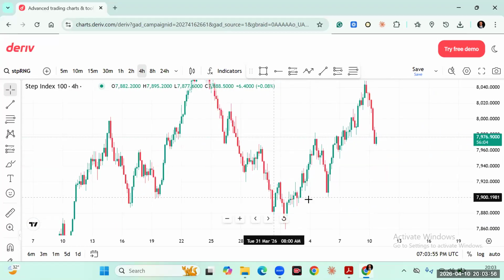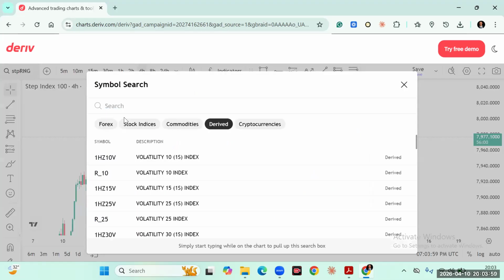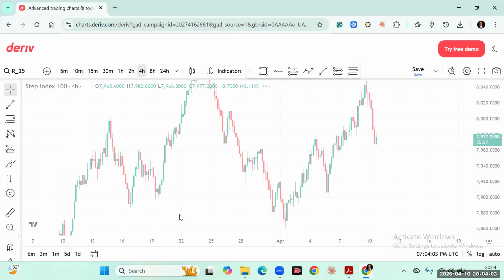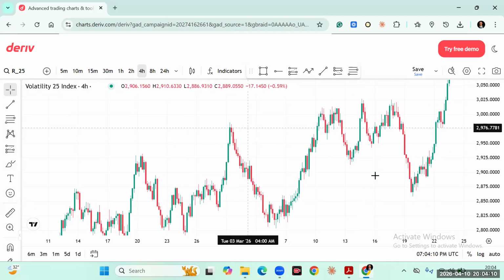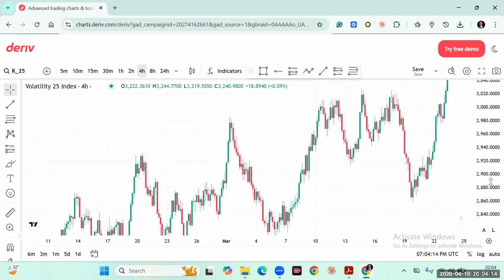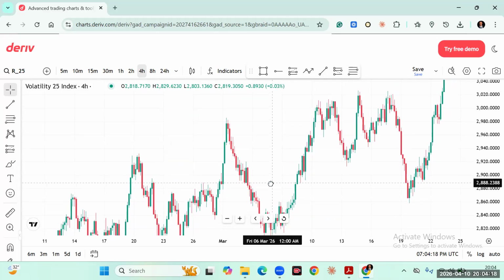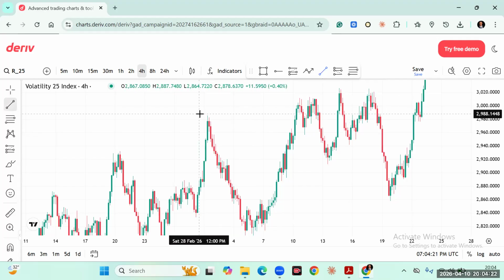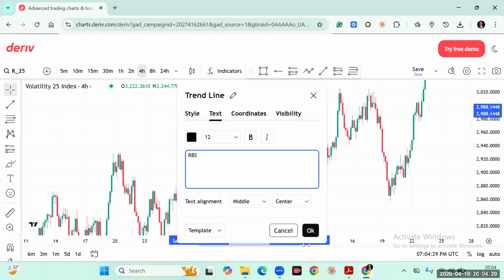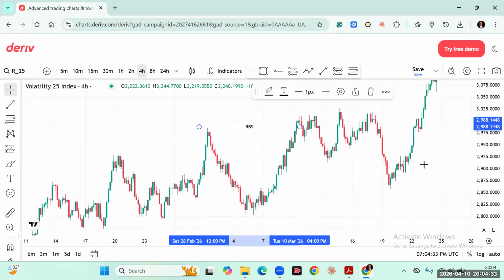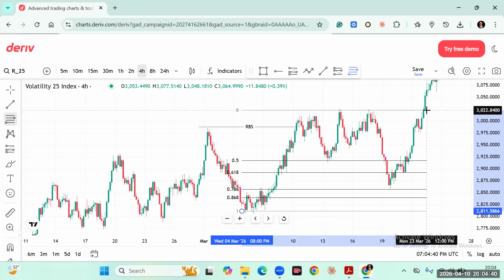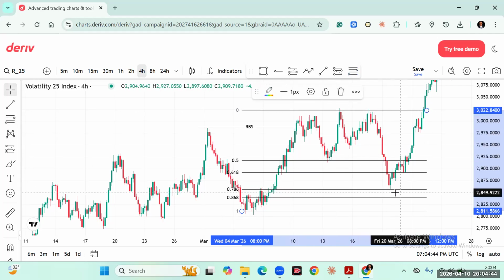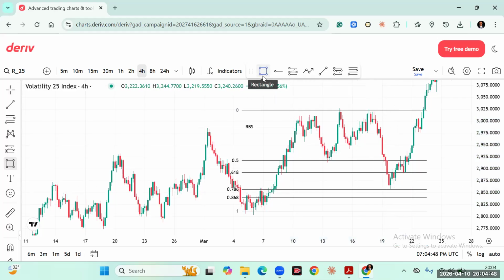Okay, the structure and all that. Let me use this 25. So this is the low of the range, and this is a massive range. Price closed above here for hours. RBS. So let's mark this range. This is the low of the range. This is the high of the range. And price used type 2, almost type 2, 0.7. This was where price came back to, and this was where the buy started.